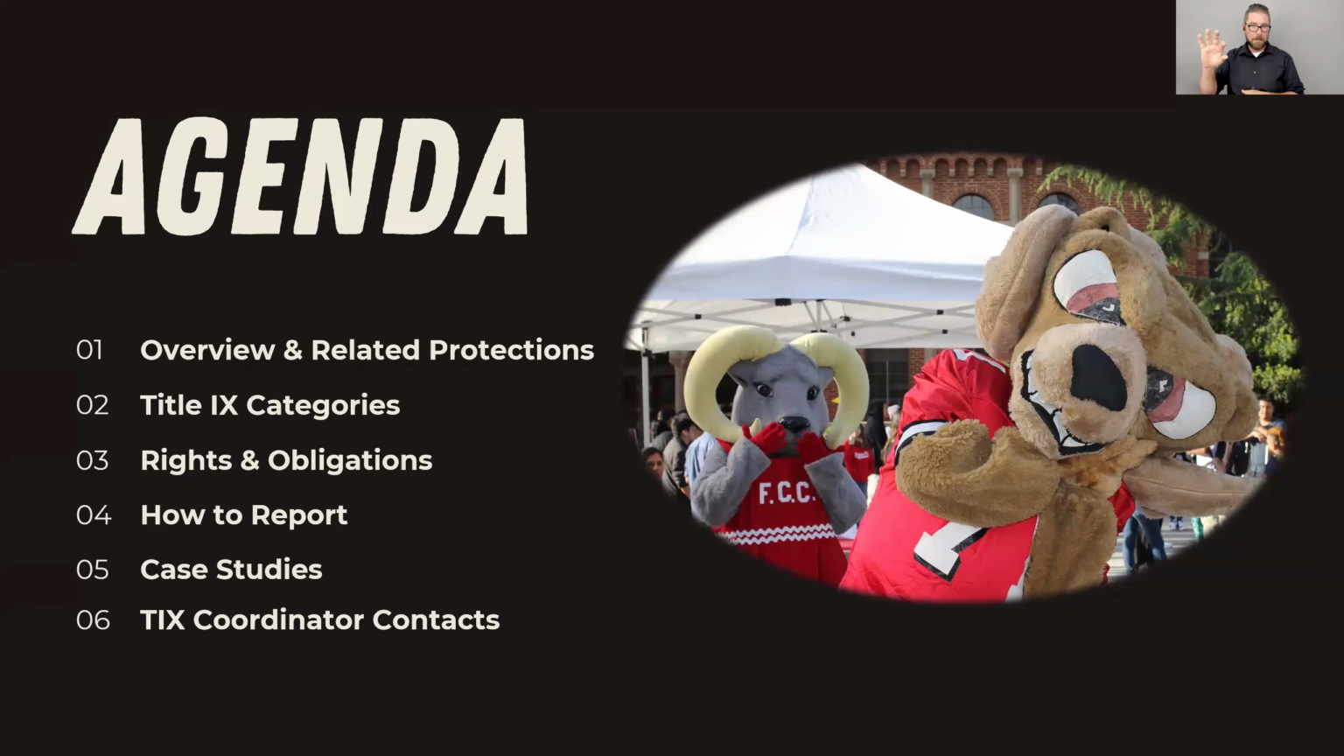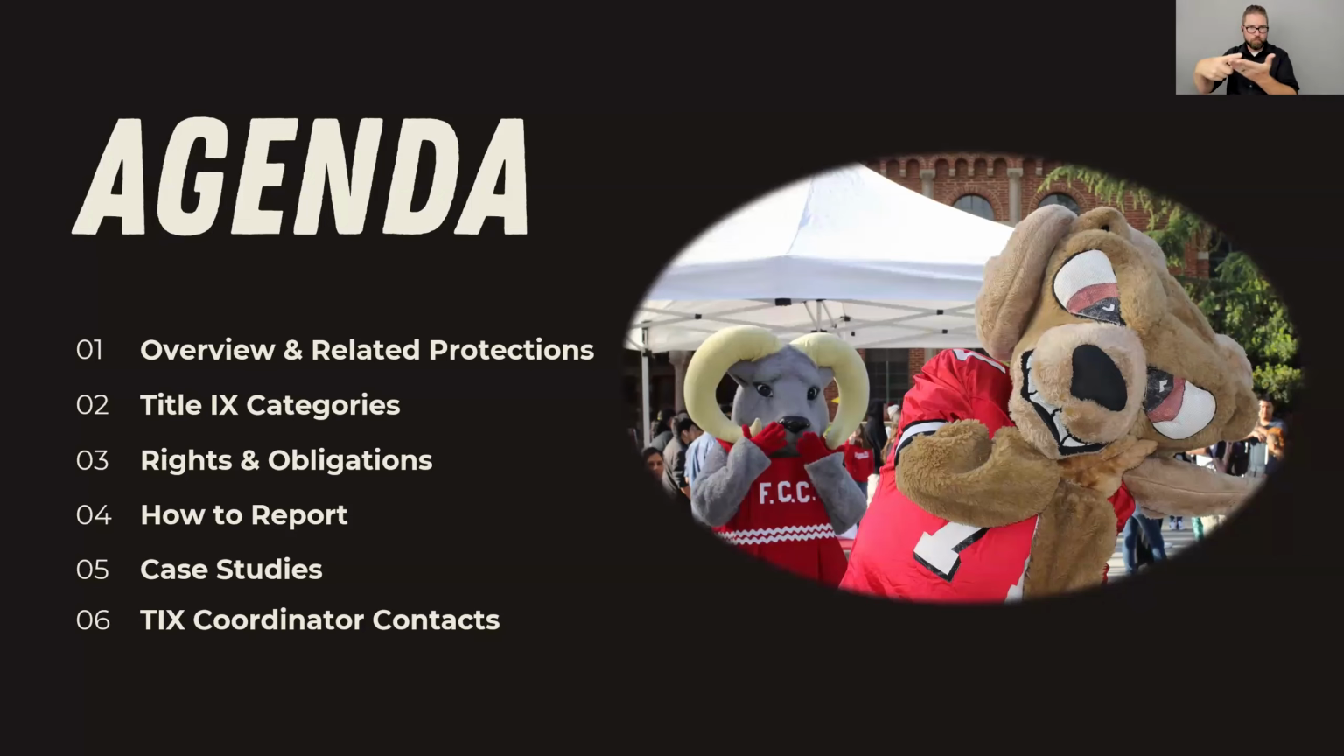Awesome. Okay, so here is a quick look at what we're going to be covering today. We're going to be going over what is Title IX, related protections pertaining to Title IX, some categories that fall under Title IX, rights and obligations, and how to report if you are made aware of a Title IX incident. We're going to be going over a lot of case studies and we're asking for participation, so be prepared for that. And then we're going to close it out with our contact information as well.